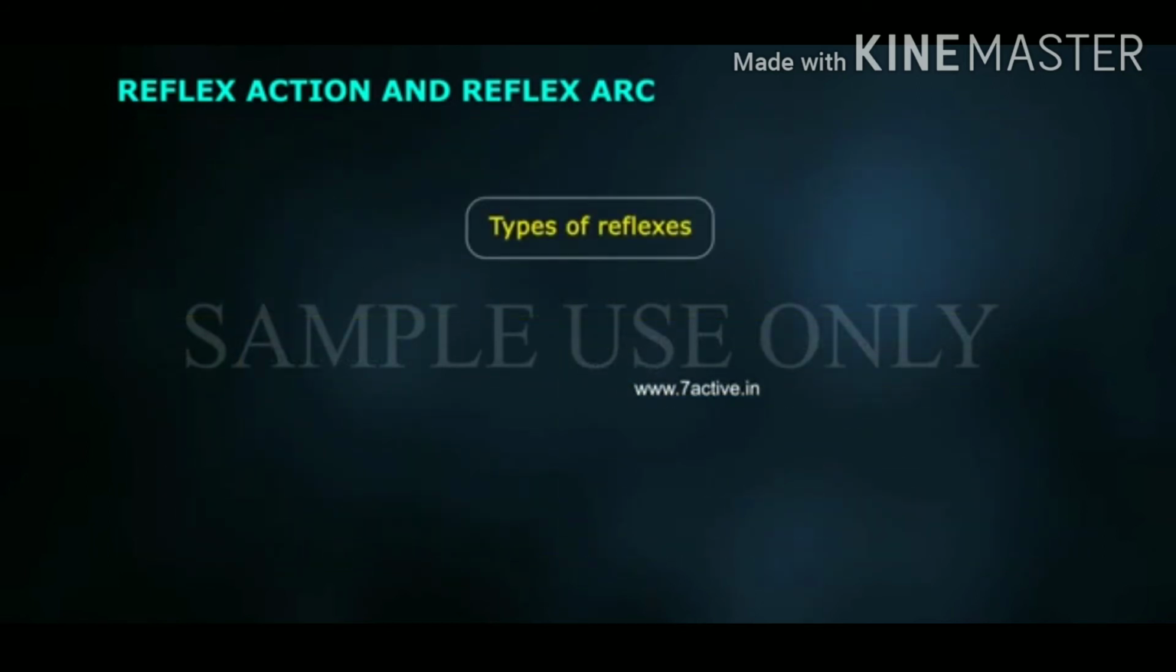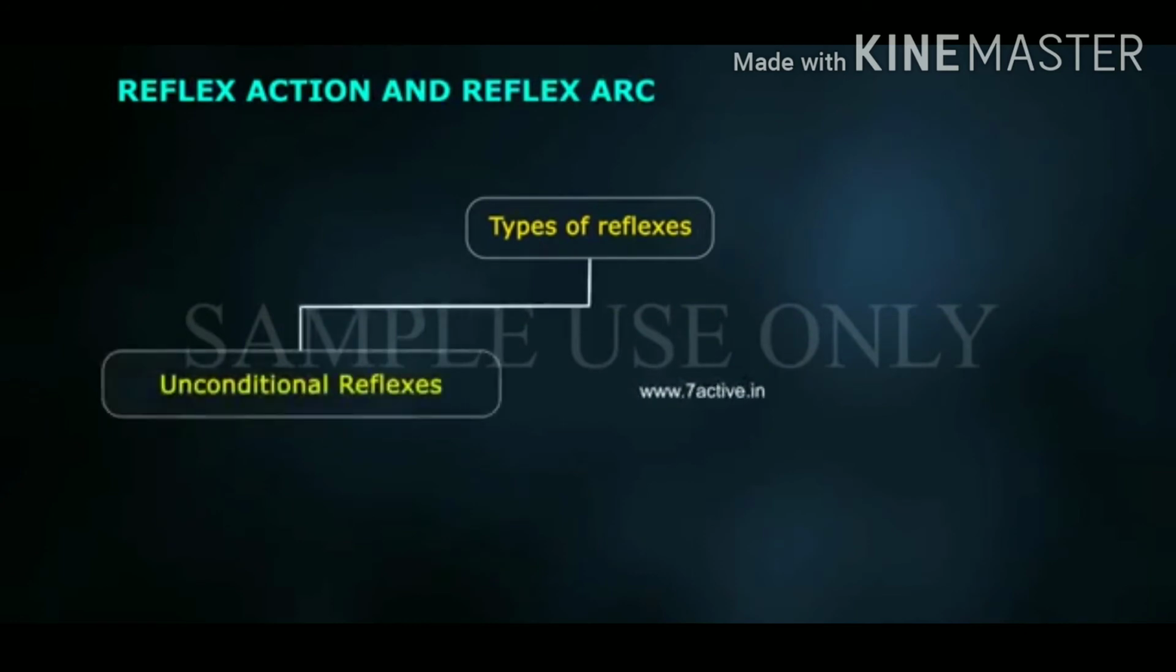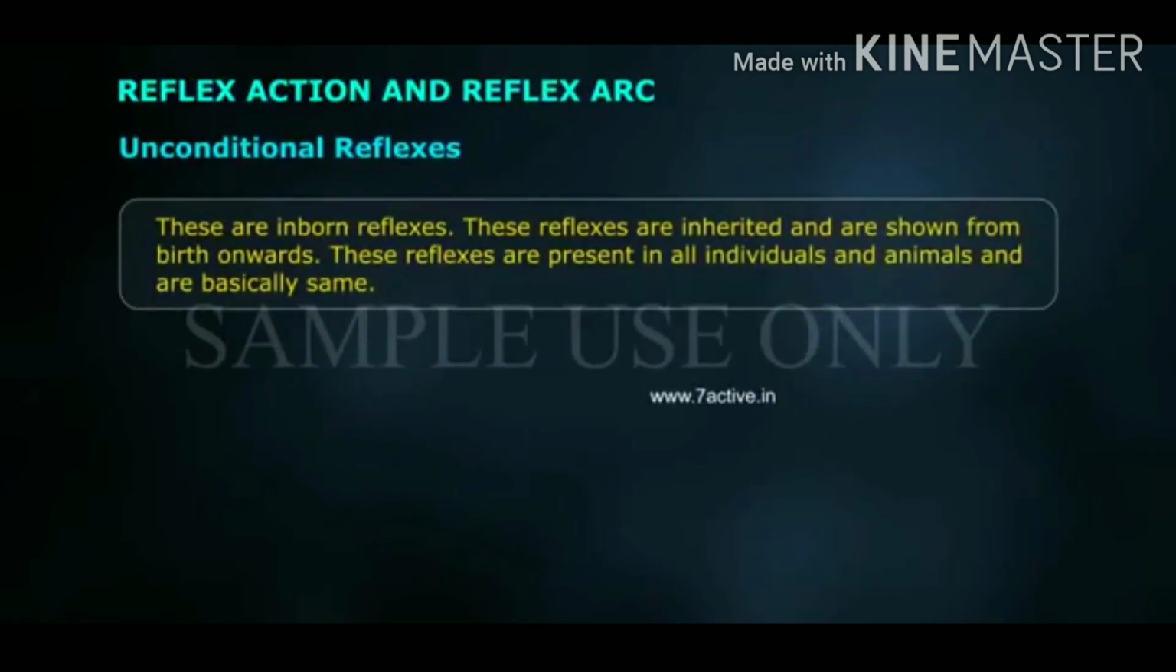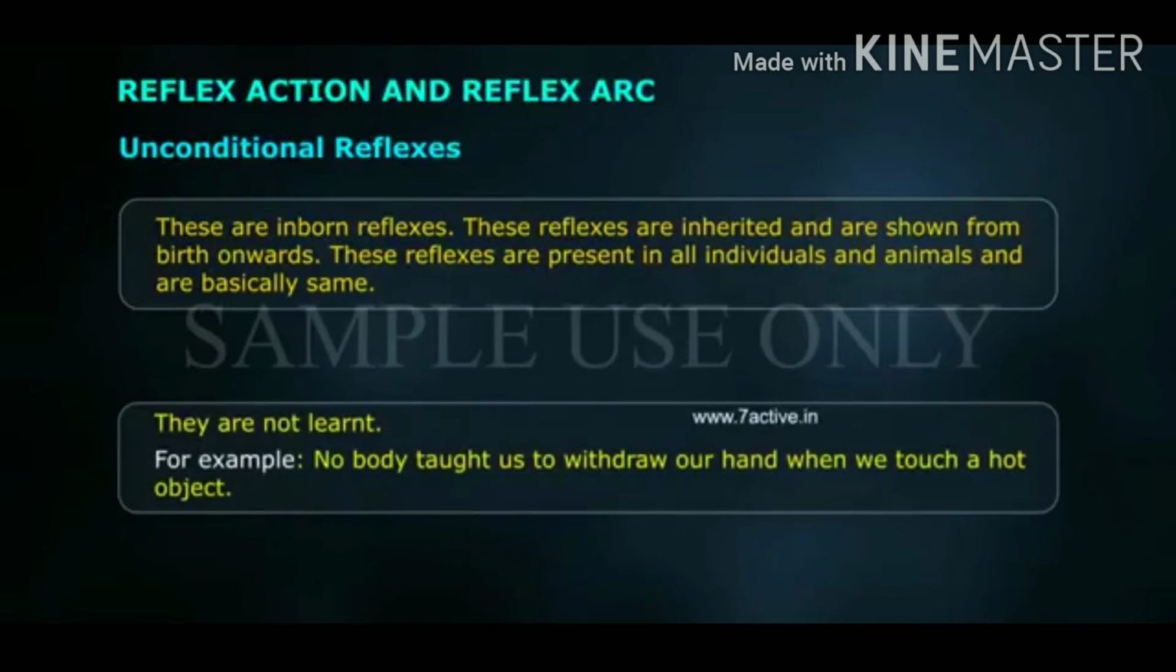There are two types of reflexes: unconditional reflexes and conditional reflexes. Unconditional reflexes are inborn reflexes. These reflexes are inherited and are shown from birth onwards. These reflexes are present in all individuals and animals and are basically the same. They are not learnt. For example, nobody taught us to withdraw our hand when we touch a hot object.